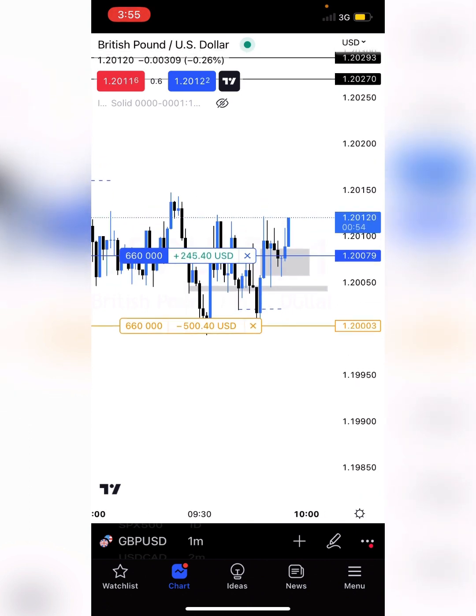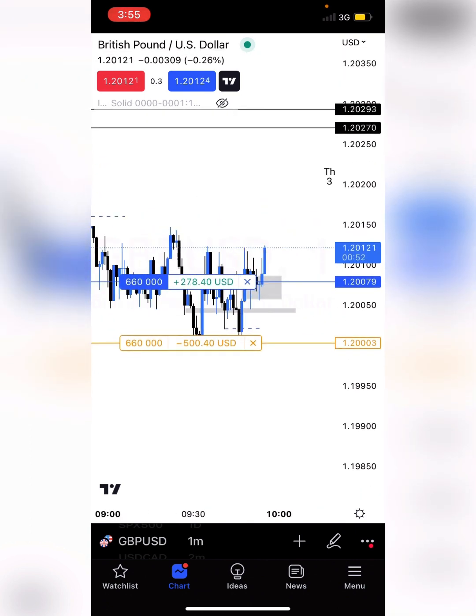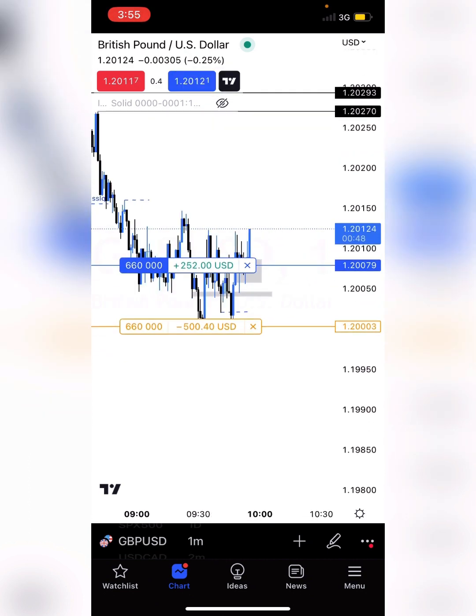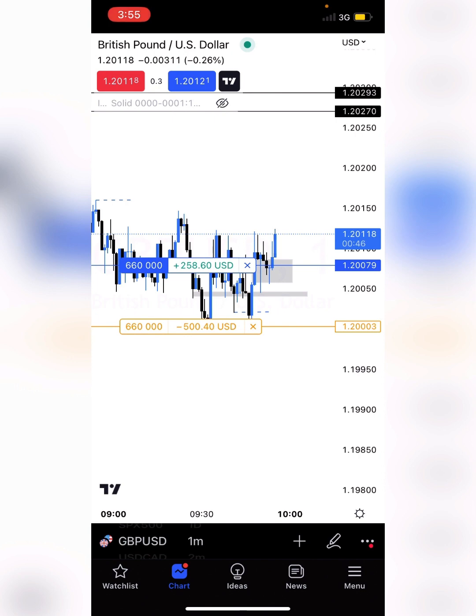And so far it looks to be working pretty nicely. So currently I'm expecting to see the same good old institutional order flow and price delivery towards buy side up here.